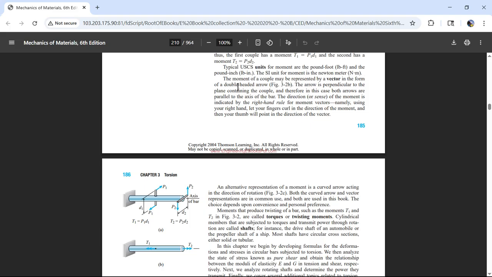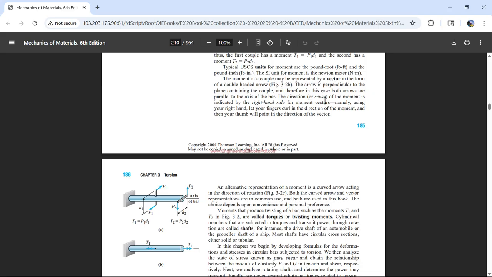And it's going to be a double-headed arrow. The arrow is perpendicular to the plane containing the couple. So if I have a little pane of glass and slide it in here, this arrow is going to be perpendicular to that. The arrow is perpendicular to the plane containing the couple. And therefore, in this case, both arrows are parallel to the axis of the bar, because this plane is the same as that plane. So these two double-headed arrows are in the axis of the bar.